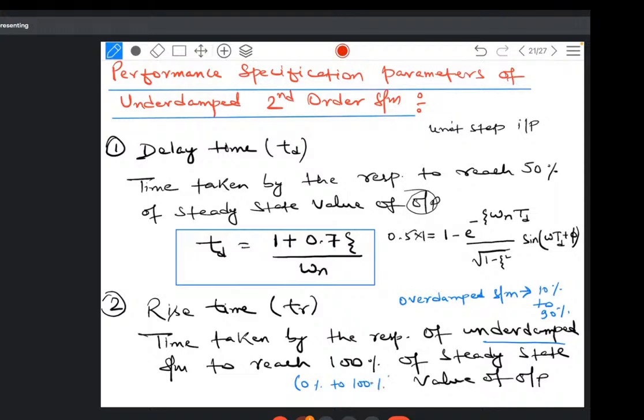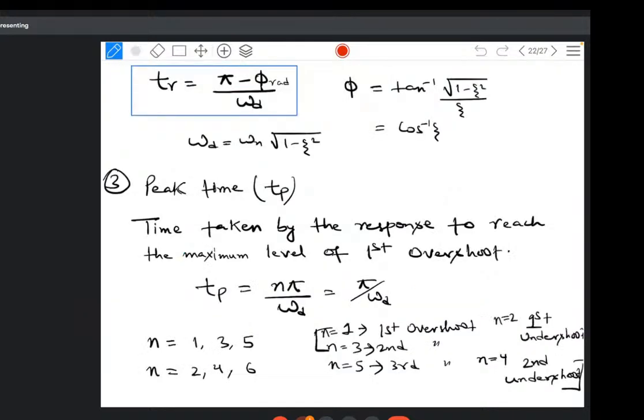And the formula for rise time is given as TR equal to (pi radian minus phi) by omega d. Phi is the angle subtended by the pole location with respect to the negative real axis. And the formula for phi, you know, is either cos inverse zeta or tan inverse under root 1 minus zeta square by zeta.